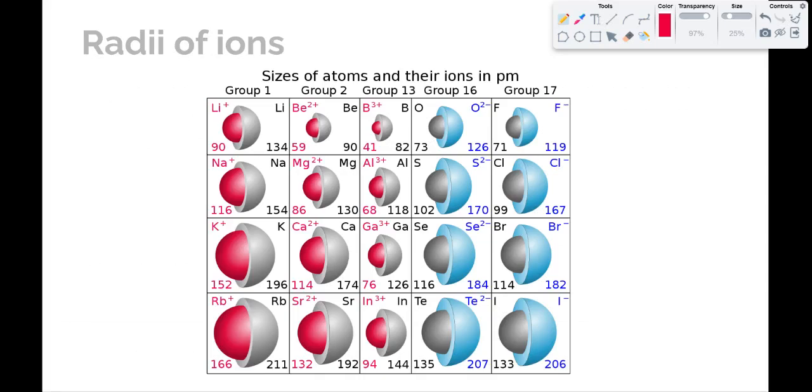Here's a little graphic that shows the sizes of ions compared with their original atoms. On the left-hand side, where cations are more likely to form, we see that the cation, shown in red, is always smaller than the original atom. On the right-hand side, where the non-metals are, anions are likely to form, and the anions that are formed, shown by the blue half spheres, are significantly larger than the atoms that originally formed them.